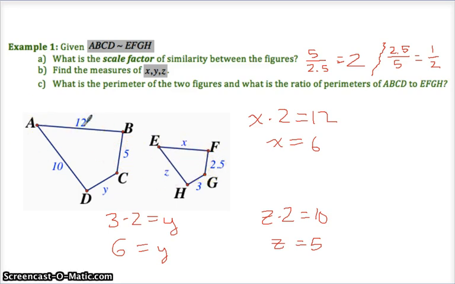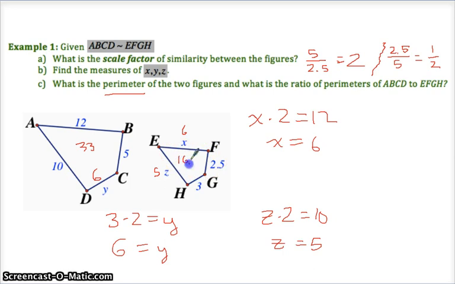What's the perimeter of the two figures? Okay, well, y was 6. Let's compare perimeters just for fun, because we haven't talked about perimeter yet. 12 plus 6 plus 10 plus 5, sorry, is a weird order. 22 plus 11, this is 33, this perimeter over here. The perimeter over here, x was 6 and z was 5. If I add these up, 11, 14, 15, 16 and a half.